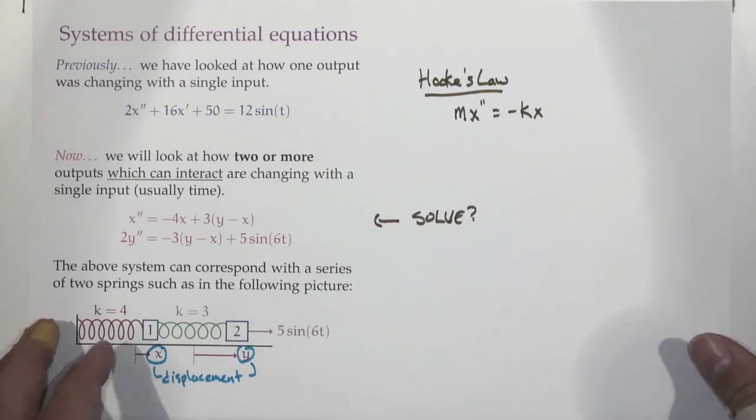Now, it doesn't just have to be springs. There's lots of things that can interact. So, let's do another example.